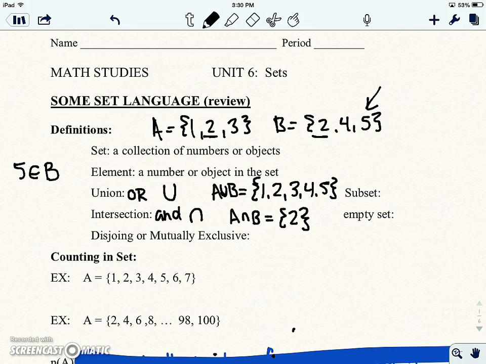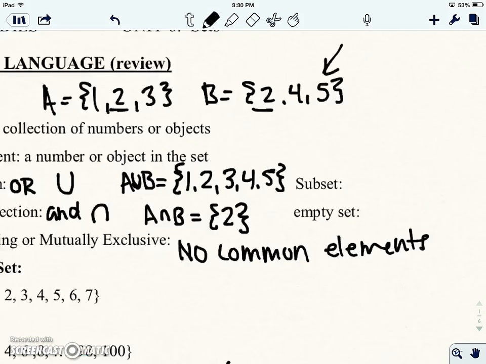Okay, we've also talked about, or the new stuff is, disjoint or mutually exclusive. That means there's nothing in common. So in this case, A and B are not disjoint or mutually exclusive. Instead, that would be no common elements, so they don't have anything in common. A subset means one set fits inside of the other.